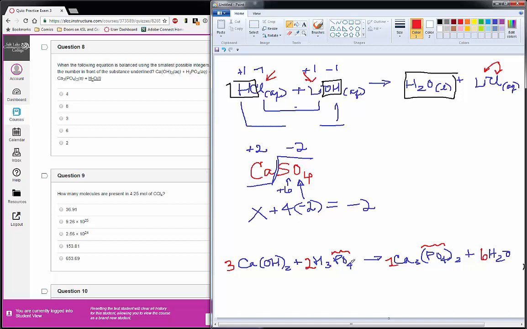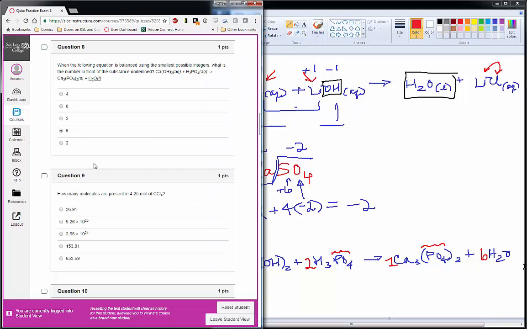These oxygens are already accounted for because they're part of the phosphate. But here I have 3 times 2 is 6 oxygen atoms, 6 oxygen atoms, so that's it, I'm done. For the fully balanced reaction, there should be a 6 in front of the water. There we go.